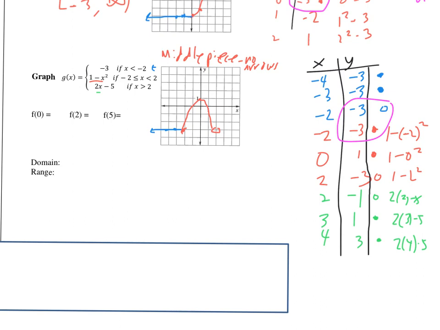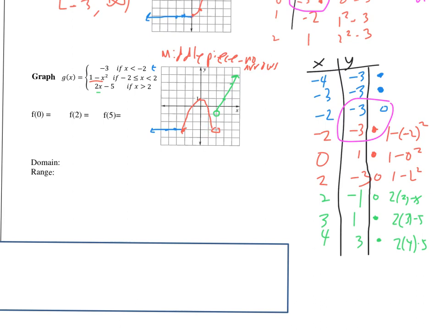And then we'll finish it off here, 2 comma negative 1, we have an open dot, 3 comma 1, and then 4 comma 3, and that looks like that, okay? And then once again you can see where this is coming from. We have a horizontal line at negative 3 to the left of negative 2. In between negative 2 and 2, we have an upside down parabola. And then greater than 2, we have a linear piece with a slope of 2, up 2 over 1, up 2 over 1. It would have a y-intercept of negative 5 if we extended it down there.